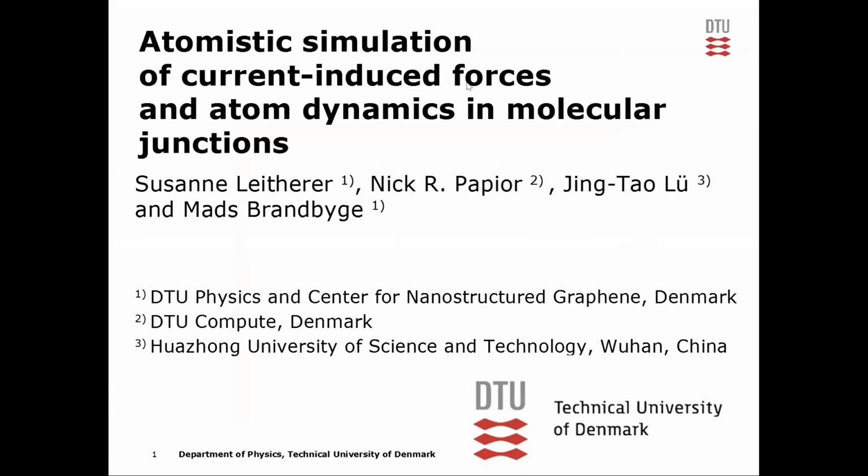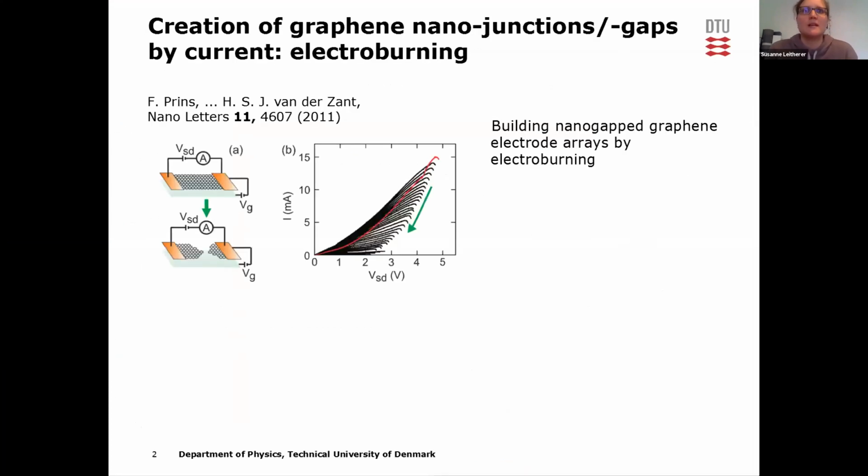Okay, so thank you for giving me the opportunity to present my work here. My talk is about atomistic simulation of current-induced forces and atom dynamics in molecular junctions. As an introduction to this topic, I would like to start with the example of electroburning, where currents are used to build gaps in, for example, here a graphene nanosheet. A high bias is applied to the graphene until atoms start to rearrange and a gap is formed. That's what you see here. I hope you see my pointer.